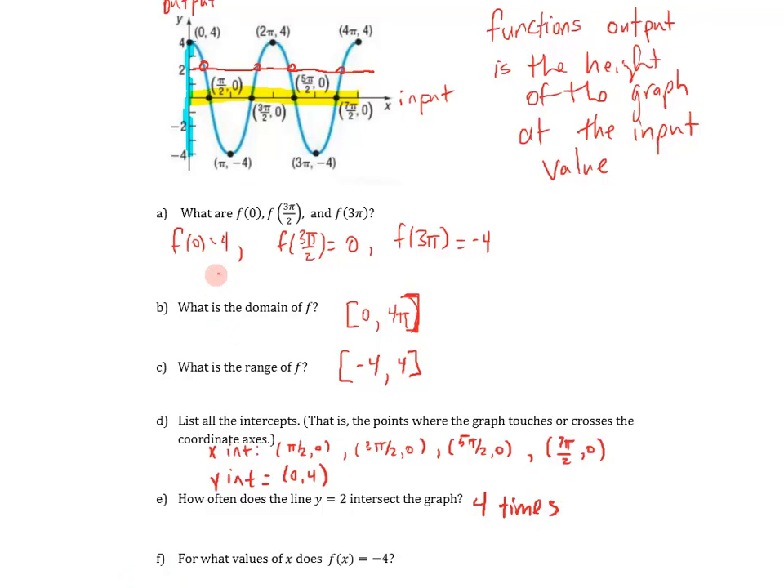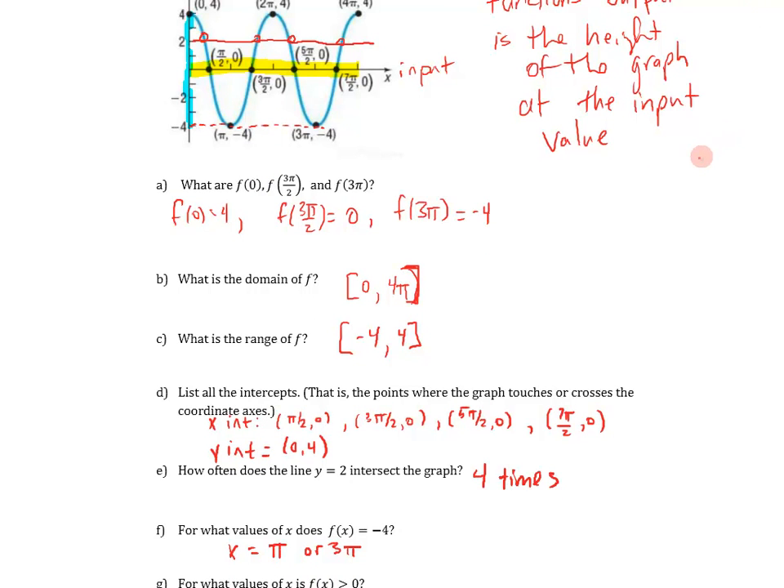Now up here on part A, we asked the question, if I knew the input, can you tell me the output? What if I give you the output? Sorry, f of x is negative 4. Negative 4 is this height down here. There are 2 answers, right? So x equals pi or 3 pi. Both give me an answer to when is f of x equal to negative 4.